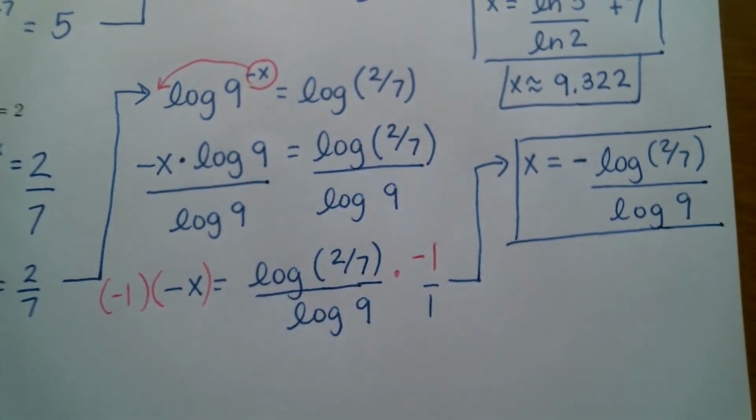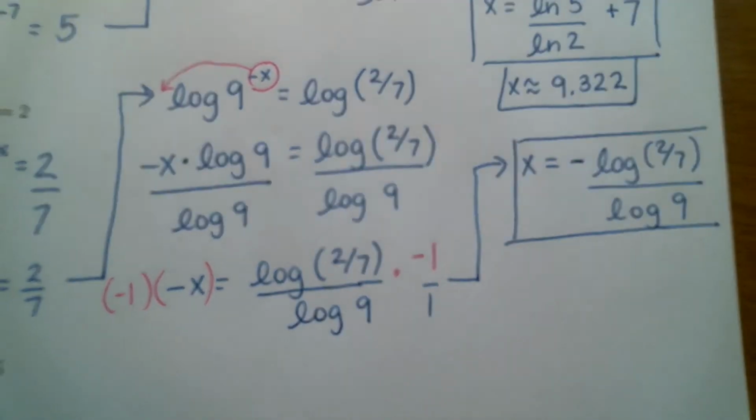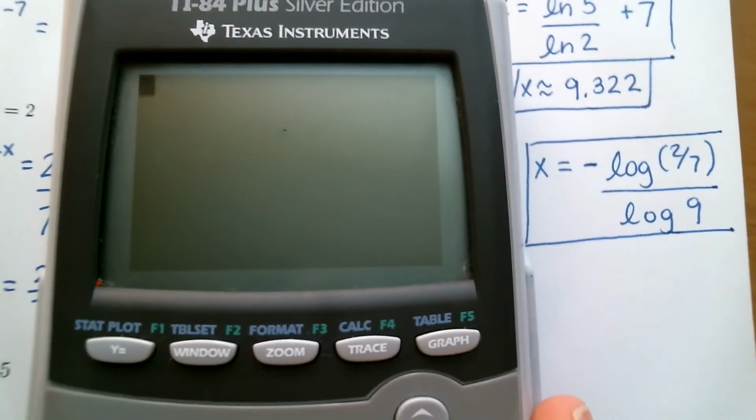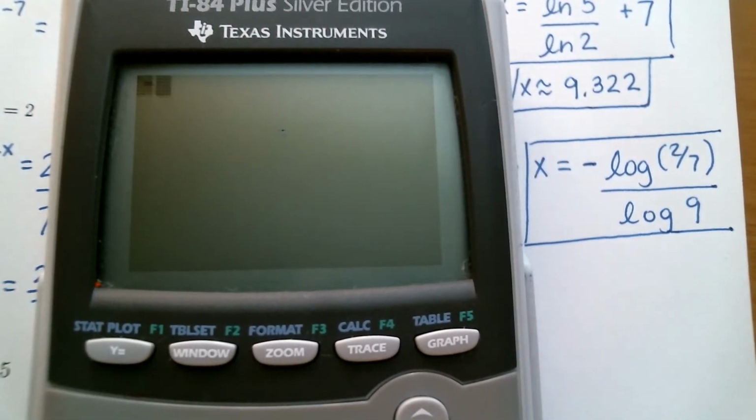Basically, if you had used natural log instead of log, your answer is going to look identical, except you would have ln instead of log. But regardless of which one you use, you should get the same decimal approximation. So I'll go ahead and plug in what I got. So I've got negative log of 2/7, that whole fraction you're taking the log of, and then you're dividing by the log of 9, close parentheses.